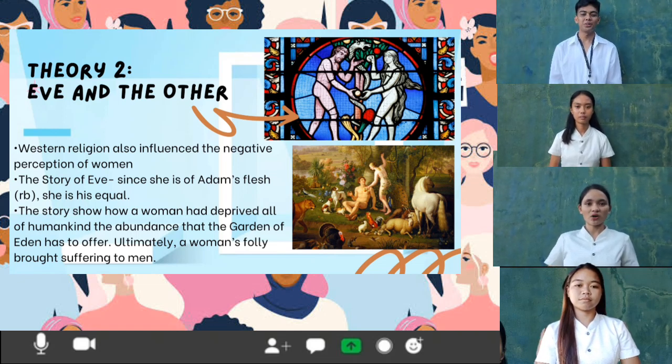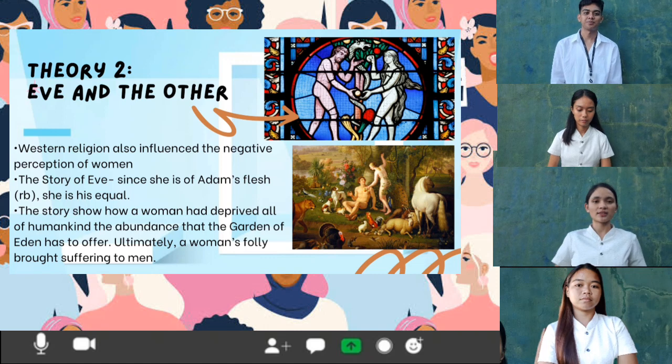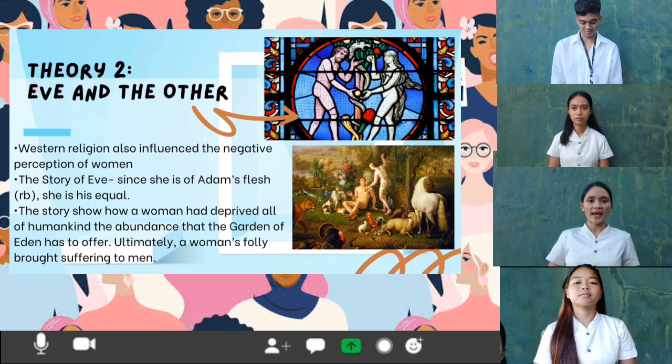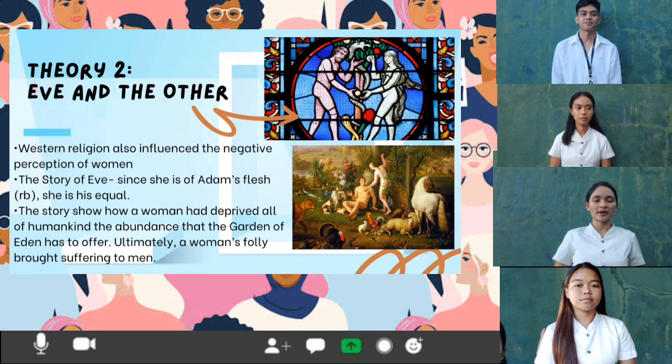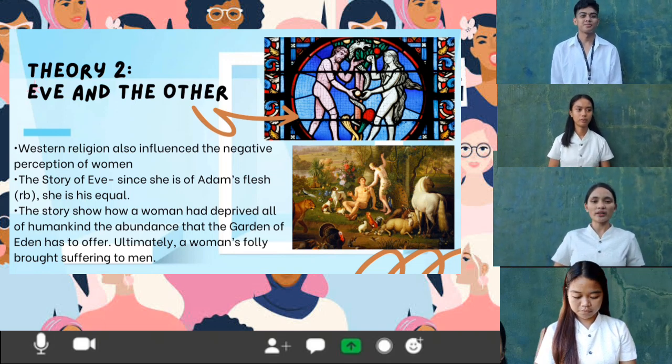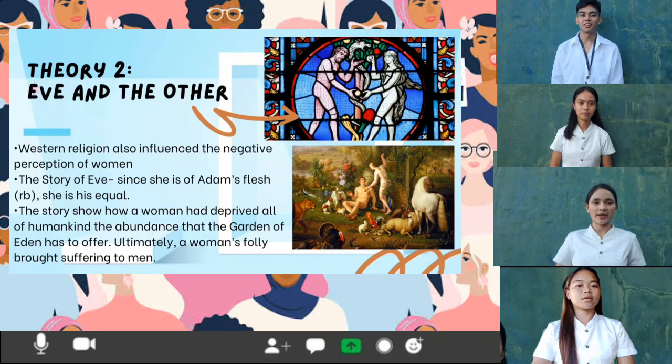So, the message of the story must be noted: the story shows how women have deprived all humankind of the abundance that the Garden of Paradise had to offer. A woman's folly had brought suffering to man.